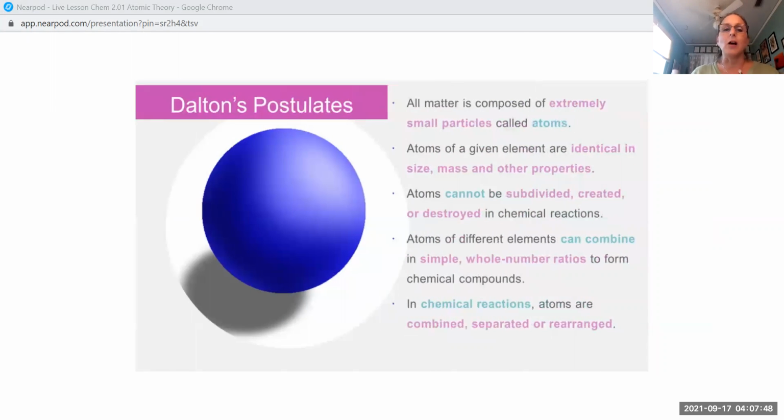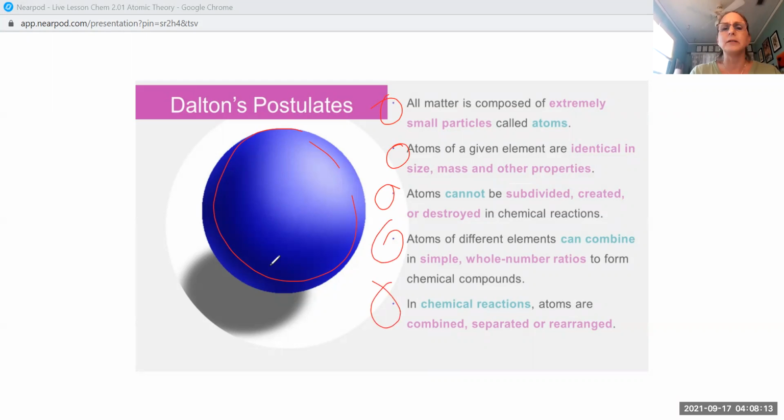So first we'll start with Dalton. This is Dalton's model of the atom. It's a big sphere. Actually, the atom first came from Democritus, but he just kind of did it off the top of his head. There was no research involved with it. Dalton was the first one to start doing research on it. And what he discovered were these 5 postulates. That's what they mean when they say postulates. Dalton's postulates are basically his 5 theories.